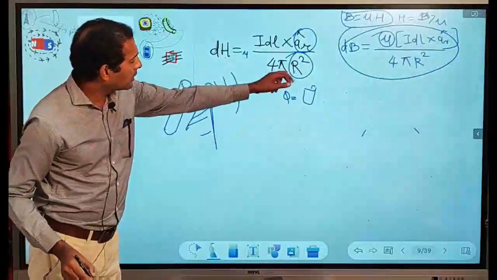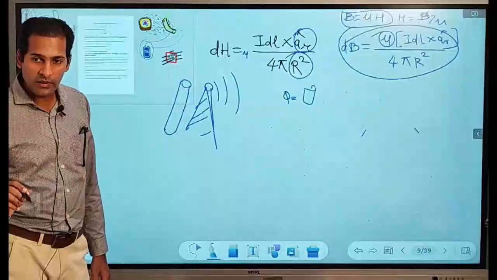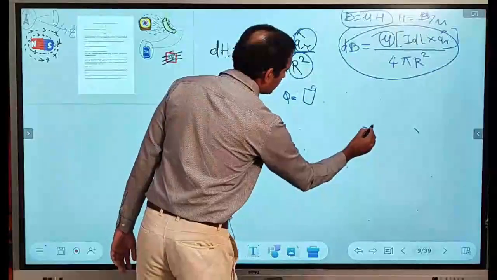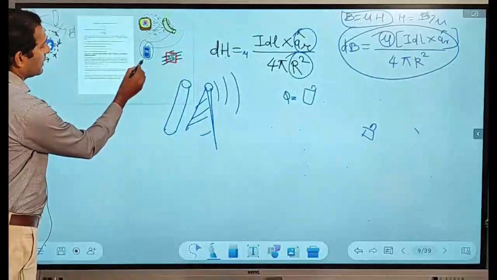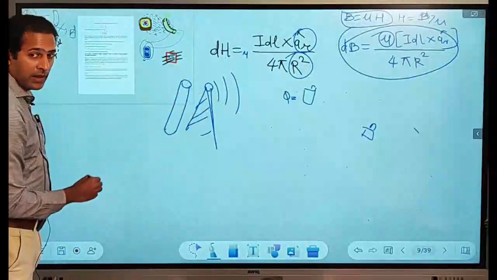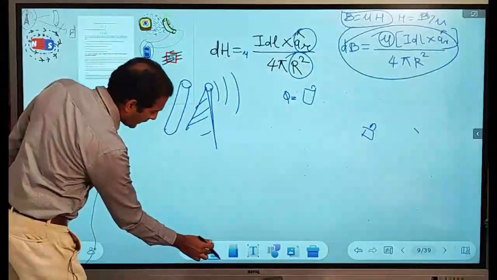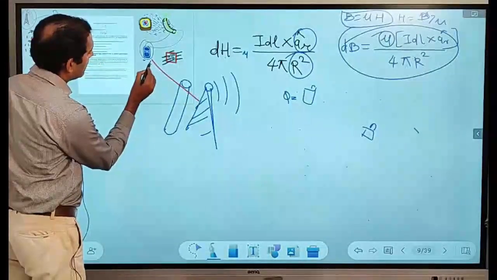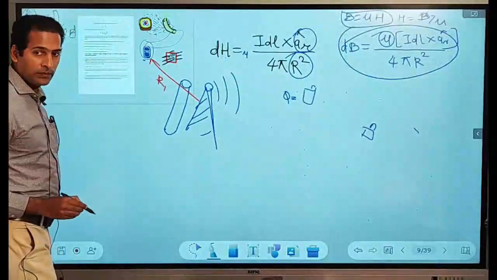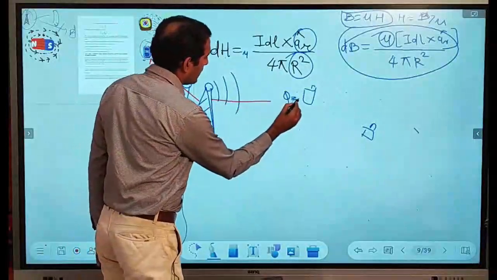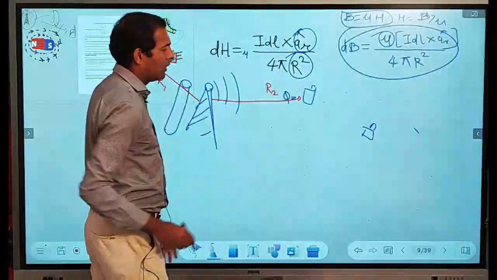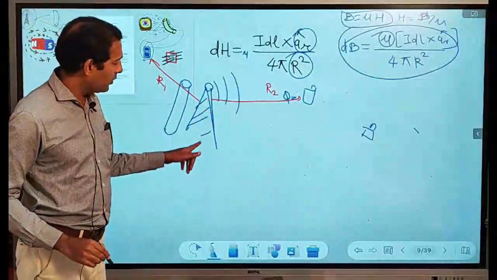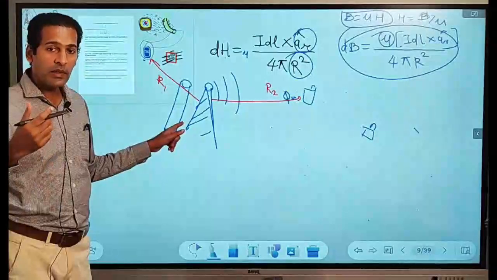So what is this r square? This r square is the distance between the mobile phones and the antenna. Let us consider this distance is R1, and this distance is R2. Whenever I say mobile phone, you have to consider the test point charge. Whenever I say mobile antenna, you have to consider the current carrying conductor source.